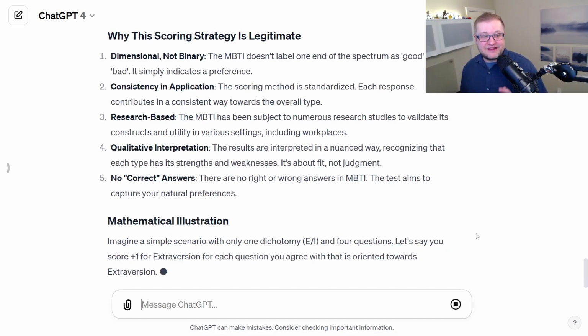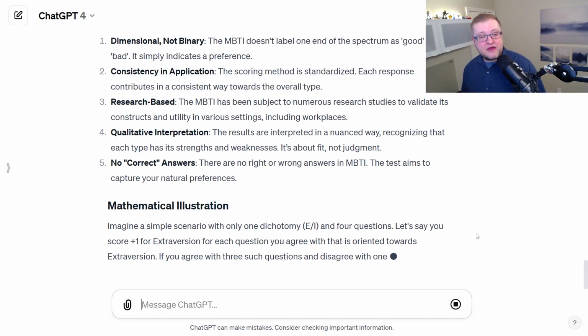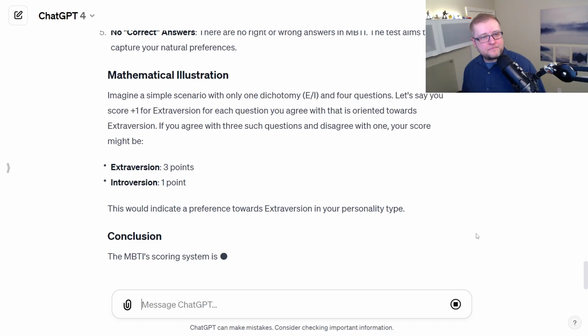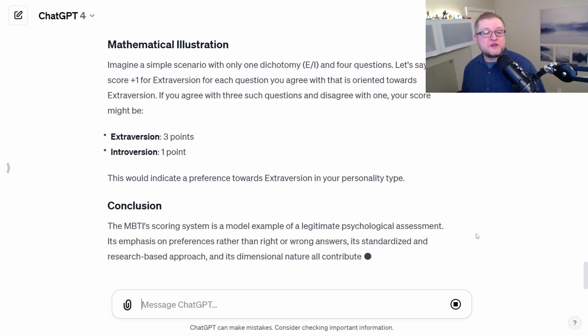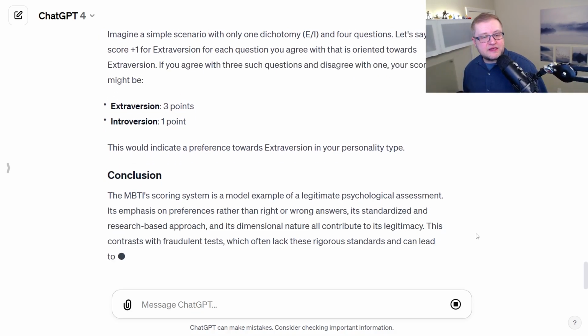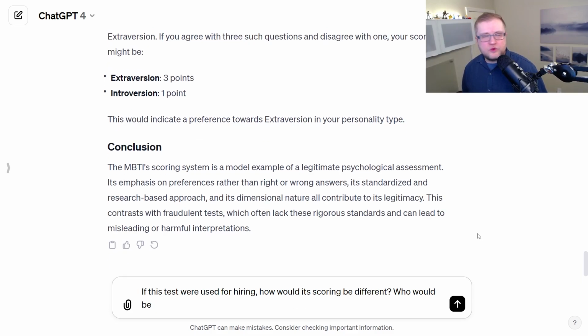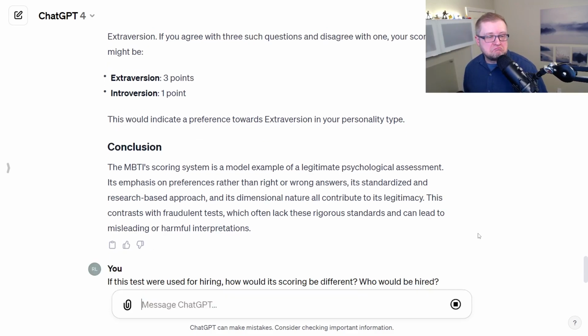We're not going to comment on any of this. And then giving a mathematical explanation, which might give us a little more detail. Let's find out. Okay, so then you get to see an example of how this might be used for scoring. So let's say if this test were used for hiring, how would its scoring be different? Who would be hired? Let's see what it does.